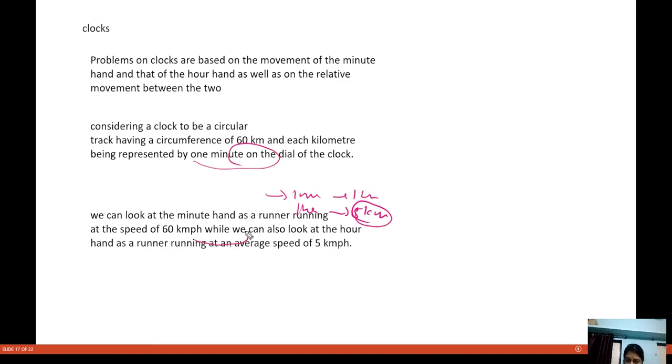So now we can see the minute hand. The minute hand is a runner. My circles are very bad, I am very sorry.